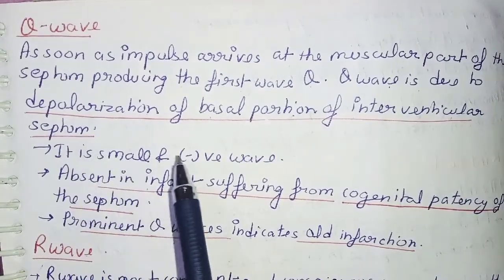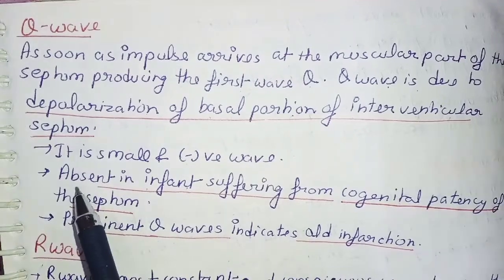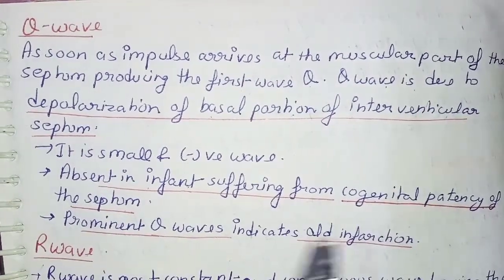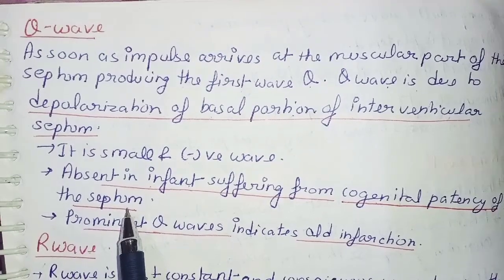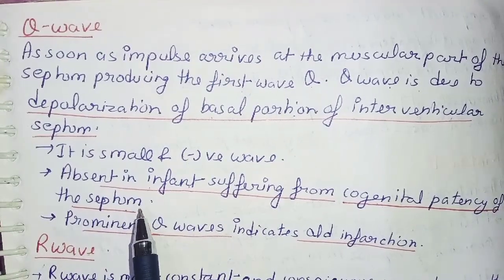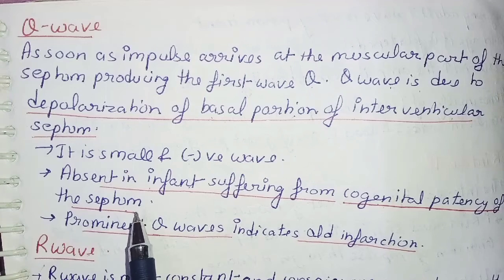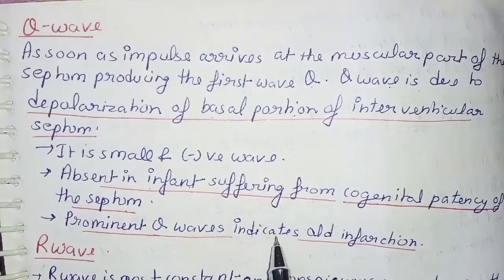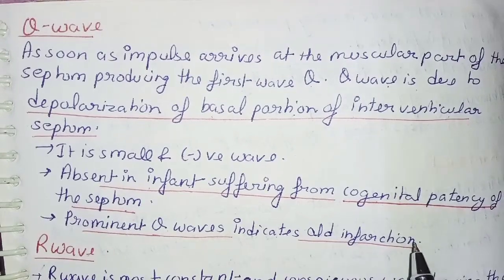It is a small, negative wave, absent in infants suffering from congenital patency of the septum. So basically, if you see a condition in which Q wave is absent, then that condition is known as congenital patency of the septum. Prominent Q waves indicate old infarction.